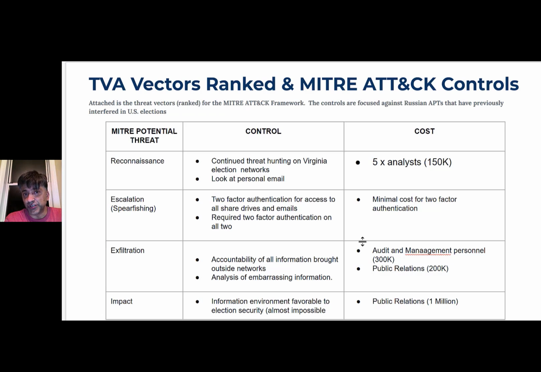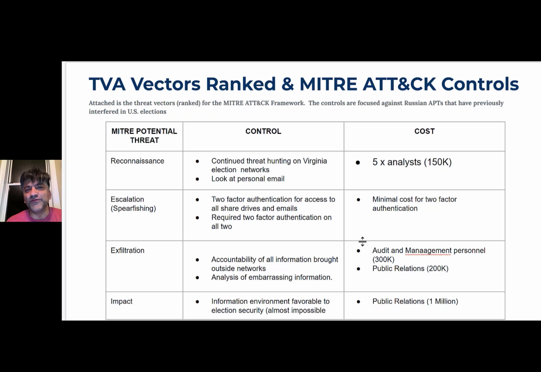Next is escalation, and this is spear phishing. This is how the Russian APTs infiltrated into the 2016 election. It's probably a good way that they'll infiltrate maybe some of the back end equipment for the Virginia Election Authority. And this was largely avoided in the past because of two-factor authentication.